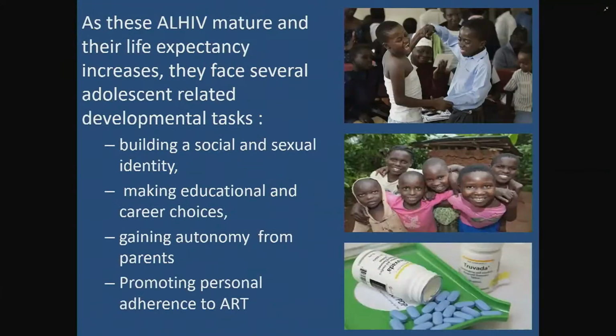Adolescents, as they increase their age and life expectancy, have developmental-related tasks. Some of these include building social and sexual identity, making education and career choices, and gaining autonomy from their parents. But I'd also like to say gaining autonomy from us, the pediatricians.